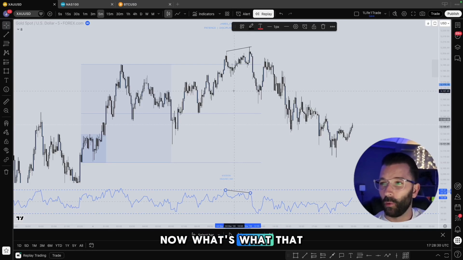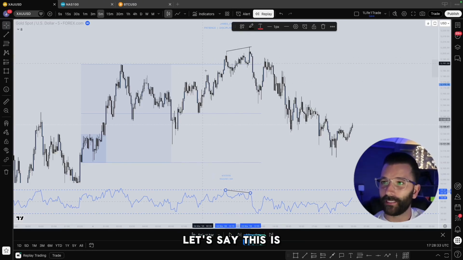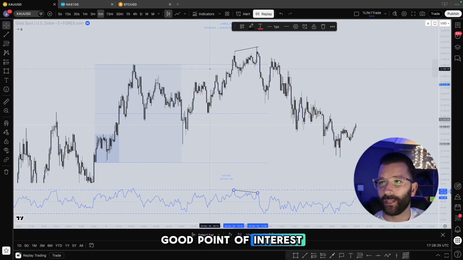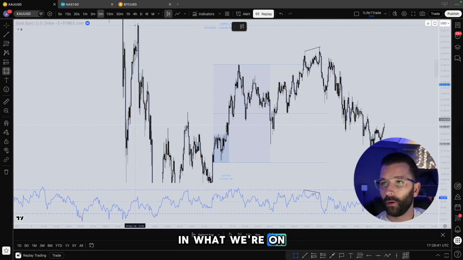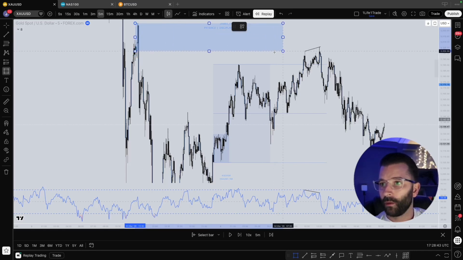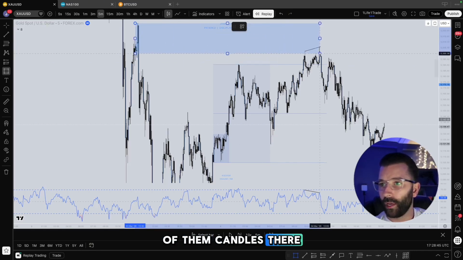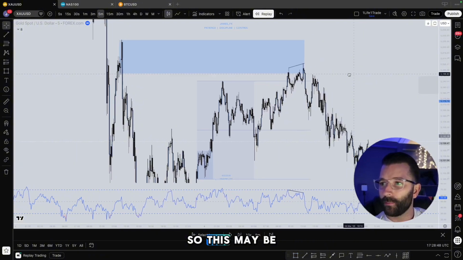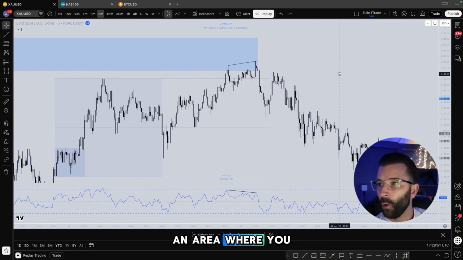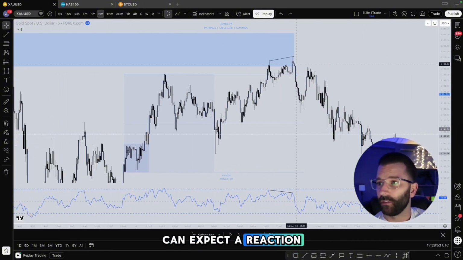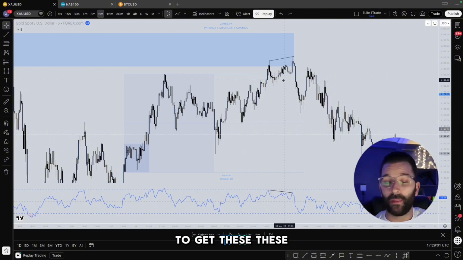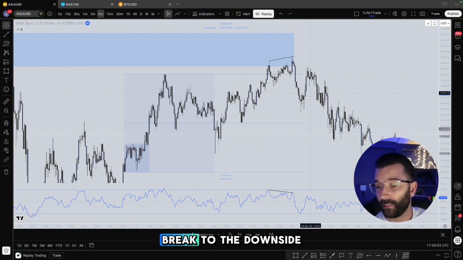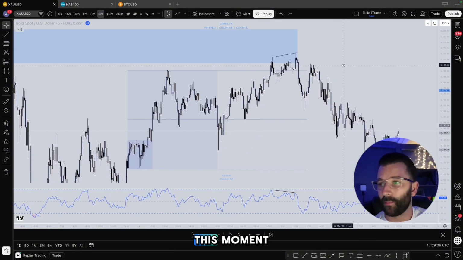Now, what that means, let's say this is in a good POI, good point of interest. Normally it does, well, there you go, it says it straight away. We're on the 5 minute. I'm going to cover all of them candles there, and it comes up into that area. So this may be an area where you can expect a reaction. When it's in this area, now you're looking for more confluences. You're looking, right, what else do I want to see for this to break to the downside? Because that's what we want to see at this moment.